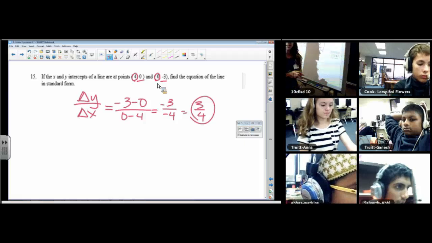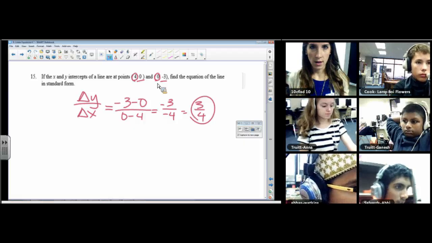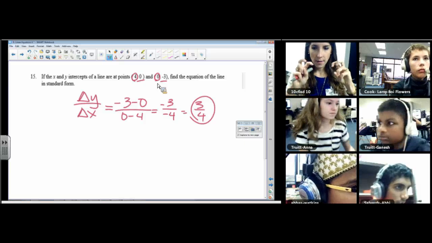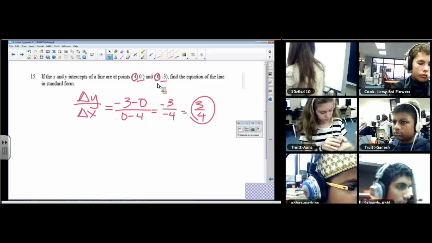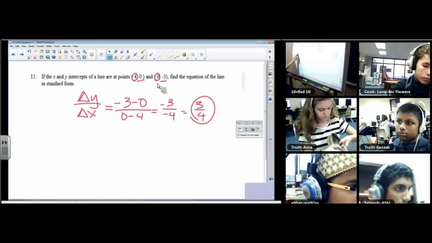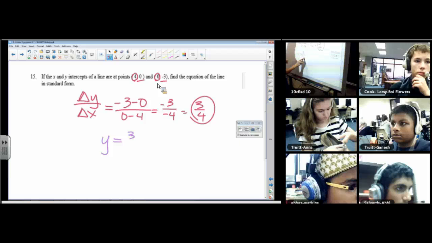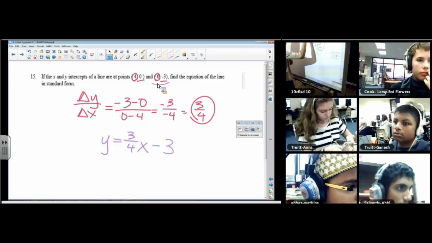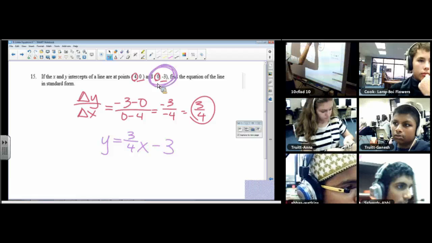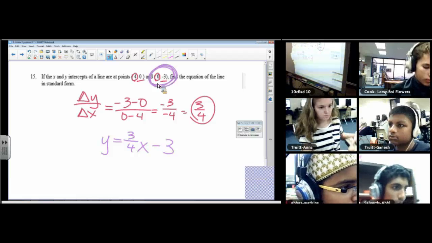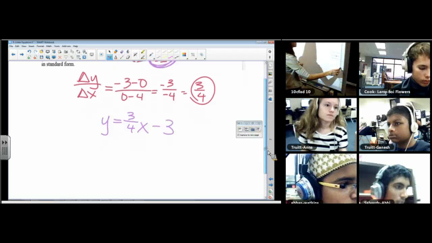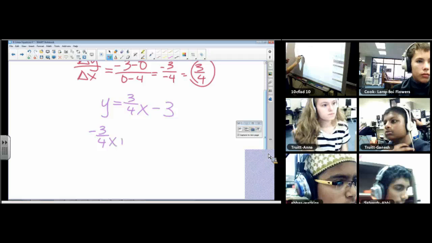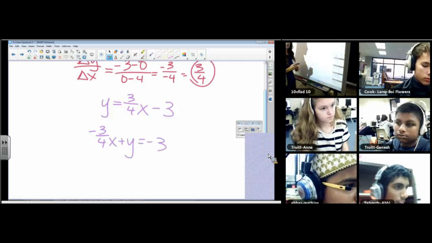The good thing is, since they did give us our x and y intercepts, we already know our y-intercept. We already know our plus b. So I'm going to use y-intercept form. Y equals mx plus b. This is our y-intercept right here because that's where it intersects the y-axis. Now we need to get it into standard form. So I'm going to move my x over. Negative 3/4 x plus y equals negative 3.